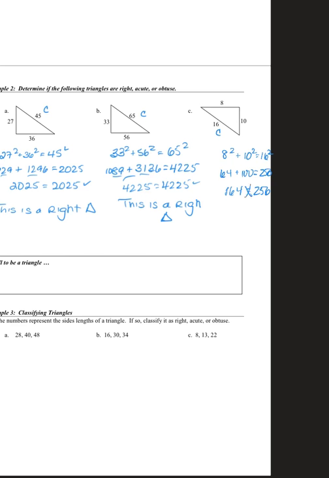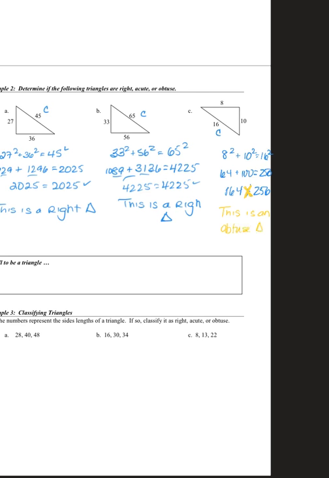So what happens essentially is that c squared is the bigger part, so it's stretched out. That's going to make this triangle obtuse. So this is an obtuse triangle.